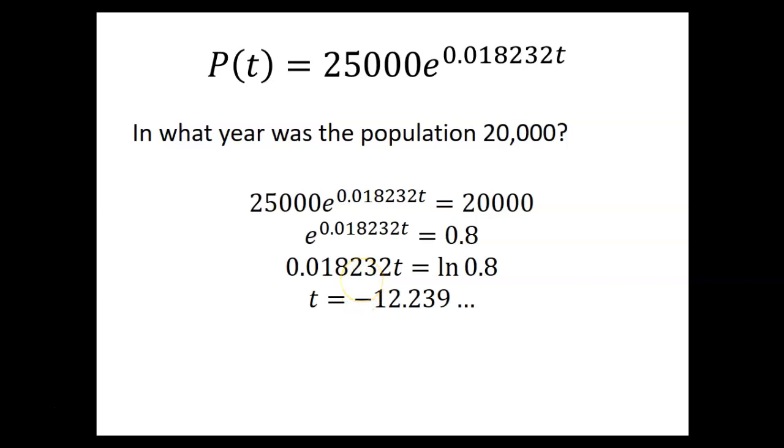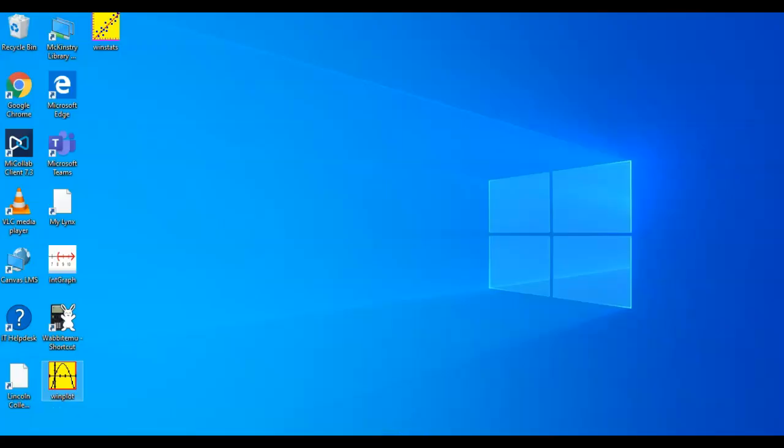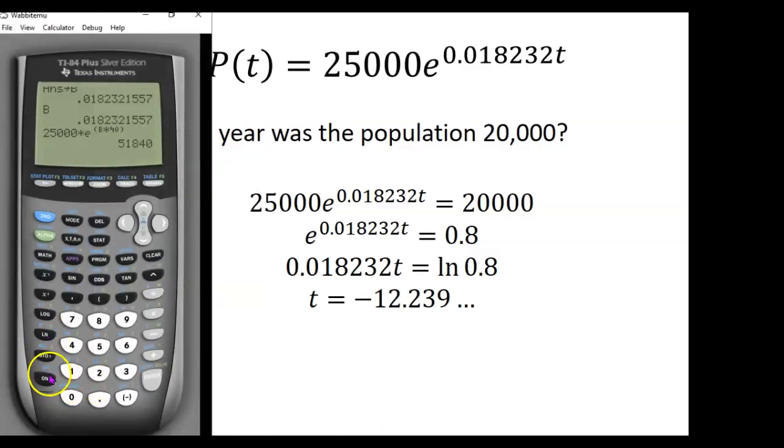On the calculator, that looks like the ln of 0.8 divided by, and remember I had that number stored in the calculator's memory as b. So I just pushed alpha and then the button with the b above it, and the ln of 0.8 divided by b is negative 12.2 something, about negative 12.